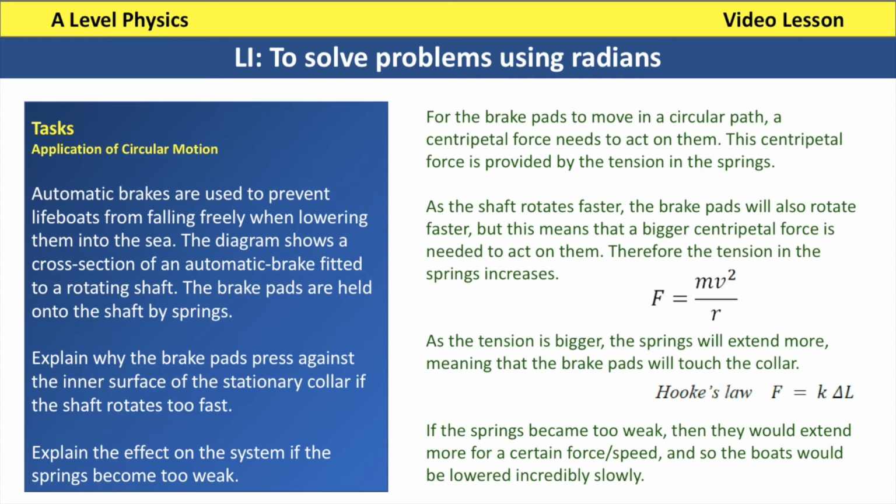Then finally, it says explain the effect on the system if the springs become too weak. Well, if they become too weak, then their spring constant is going to be reduced. And so at a certain speed of rotation, the extension of the springs will be larger for weaker springs. That means the brakes are going to touch the collar earlier, and so friction acts earlier, so the boats will be lowered much slower than they would be meant to.